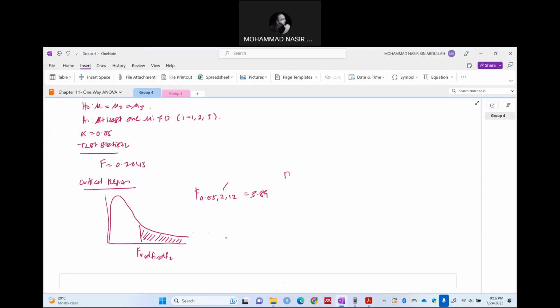So next, our decision. Since F calculated is less than F alpha, degree of freedom 1, degree of freedom 2, null hypothesis is accepted. Right. So we don't have enough evidence to conclude there is a significant difference in mean surface area using three methods.